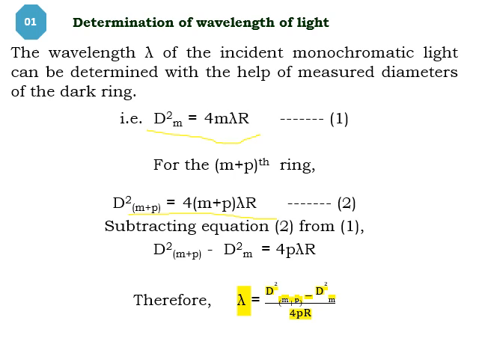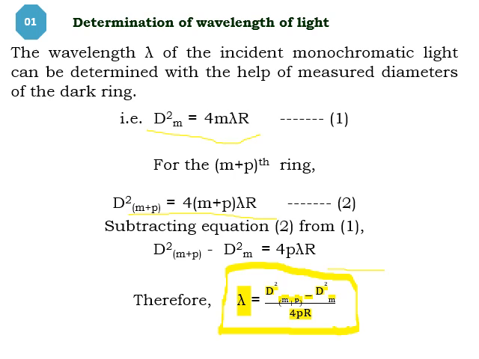Then by subtracting equation 1 from 2, we can get lambda is equal to d square m plus p minus d square m, divided by 4pR. So with the help of this particular formula, we can determine the wavelength of any source of light that can be used in Newton's ring experiment.